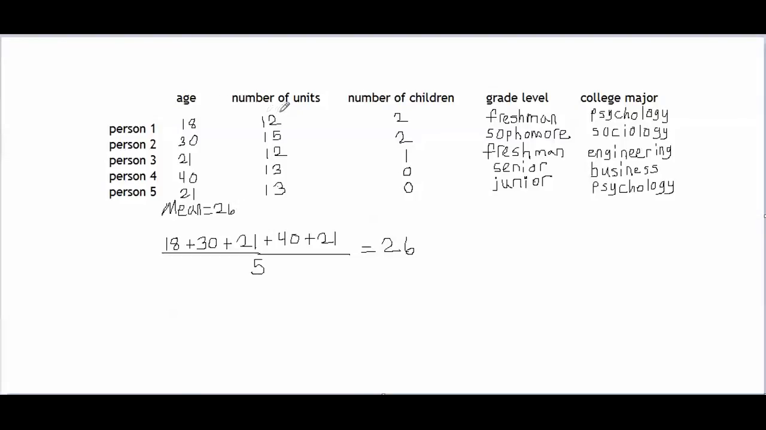I said that you can only calculate a mean with a set of quantitative data. Number of units is a quantitative variable, which means that the 5 numbers under here are a set of quantitative data. Since these 5 numbers are a set of quantitative data, you can calculate the mean of these 5 numbers. To calculate the mean, you have to add up the 5 numbers and divide the total by 5. We divide by 5 since we have 5 numbers.